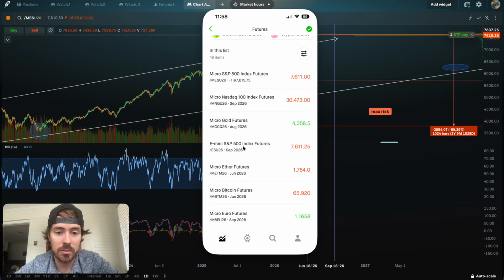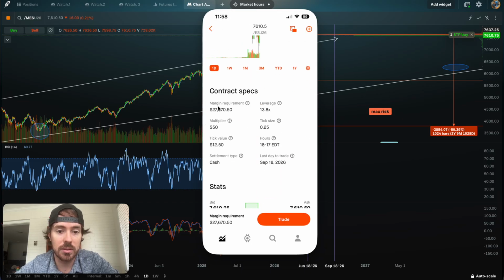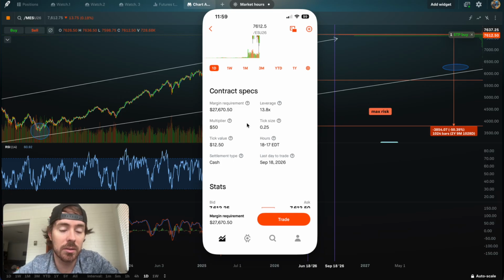And then just to show you the E-minis right here, that's $27,000 because it's essentially times 10. The ES minis are times 10 of a micro. So 10 micros equals 1 mini. That's why you have a $50 multiplier and $27,000.